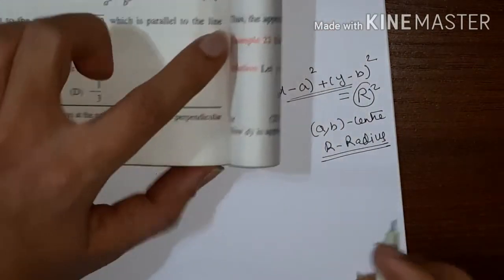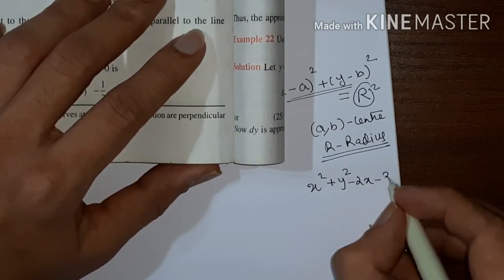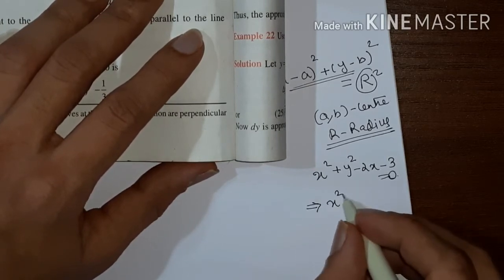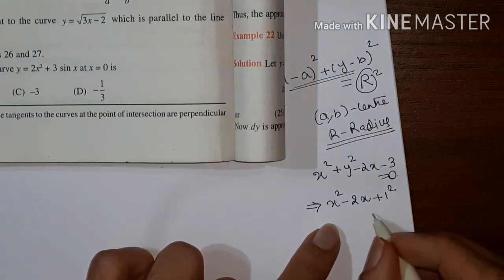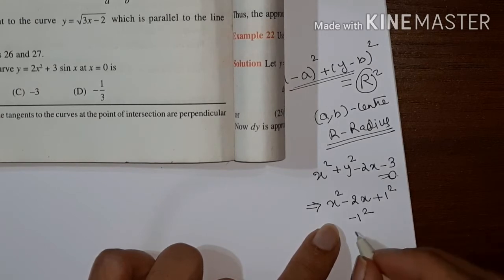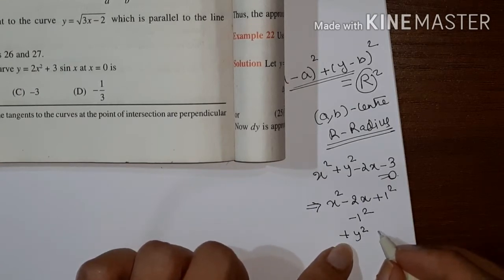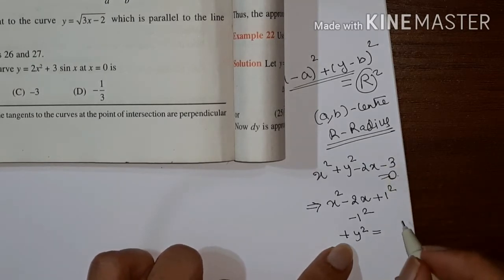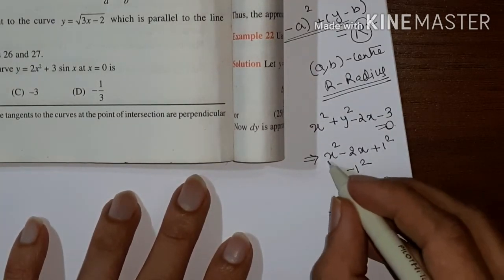Suppose we take the equation x square plus y square minus 2x minus 3 equal to 0. So what we will get is x square minus 2x, and then we can add 1 square here, so we have to subtract 1 square. Then plus y square, which we can keep as it is here. And we can take this minus 3 to the other side, so it will become 3, right?